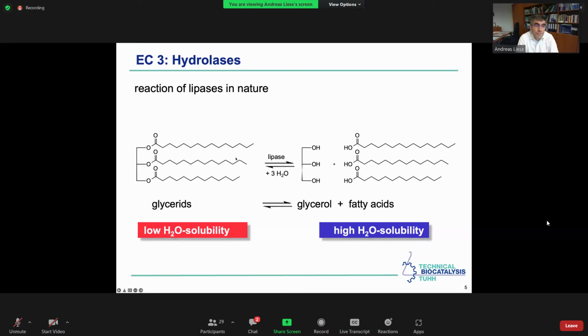This was where we introduced the hydrolases. And we introduced the hydrolases with a hydrolysis reaction catalyzed by lipase with water, where we split an ester. You see it's an ester, not an amide, because we do have the oxygen here, and we produce the free alcohol and the free acid.